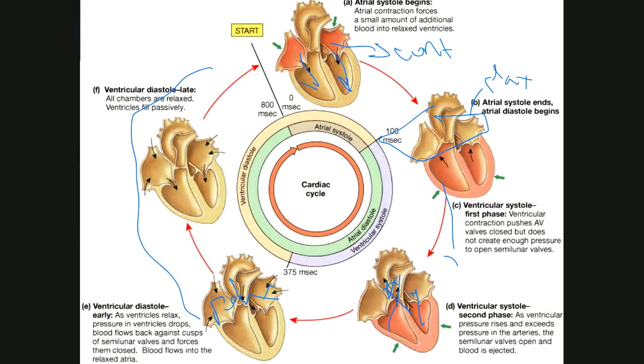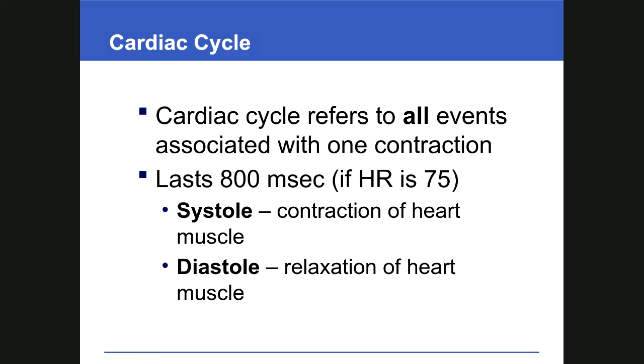And so there's a word that we use for contraction and relaxation. In the heart, we don't say contraction, we say systole. So systole is contraction. And in the heart, we don't say relaxation. We say diastole. So these are two words that you need to learn the meaning of, because we're going to use them over and over and over. So systole, contraction. Diastole, relaxation. Make sense?